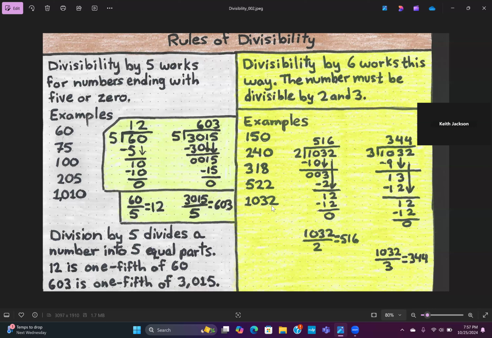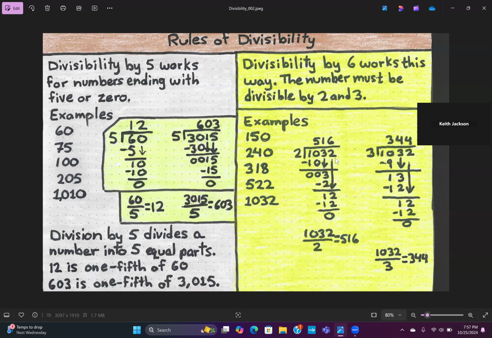Let's take a number, for example, 1032, and it looks hardly like a number that can be divisible by 3. We know it can be divisible by 2 because it's an even number, but let's check and see if it can be divisible by 3. So let's add the digits and see what happens. We have 1 plus 3 plus 2. We know that 3 plus 2 is 5, plus 1 is 6. So let's test it.